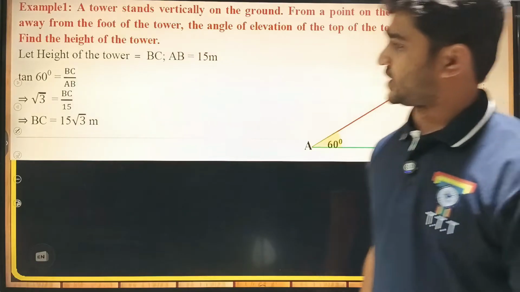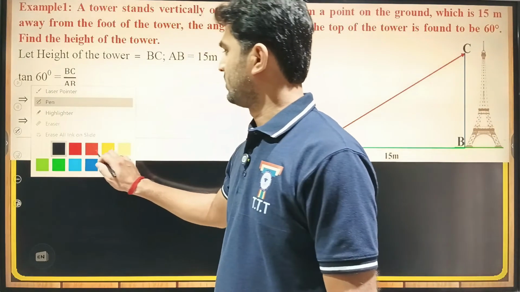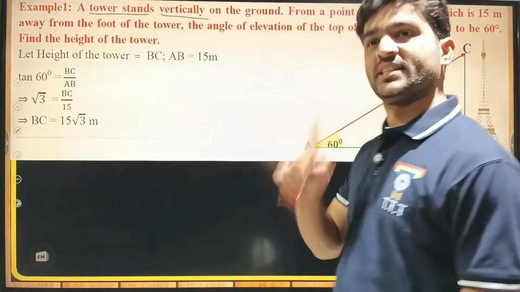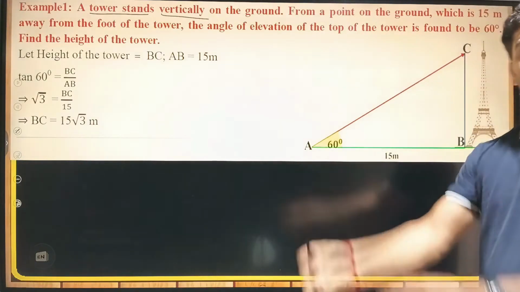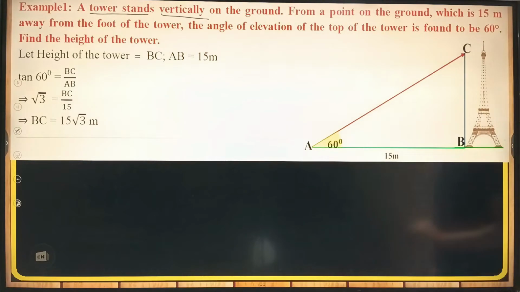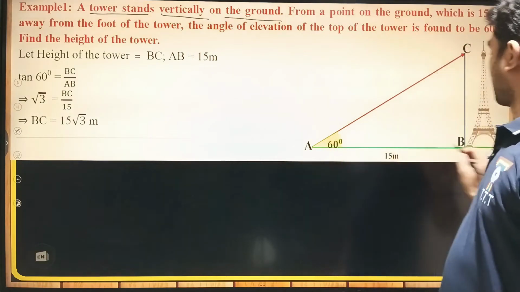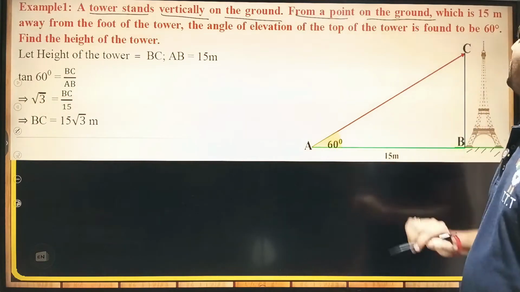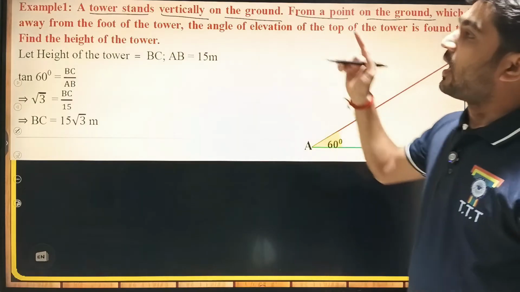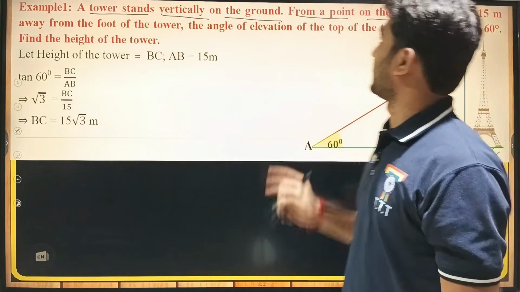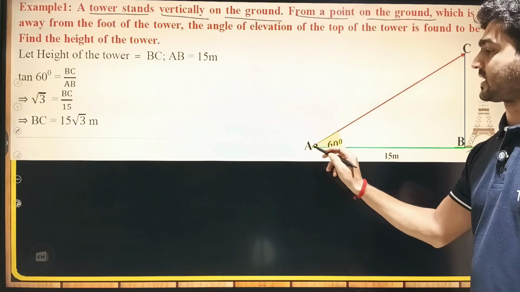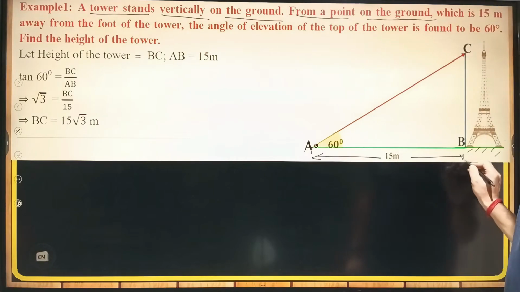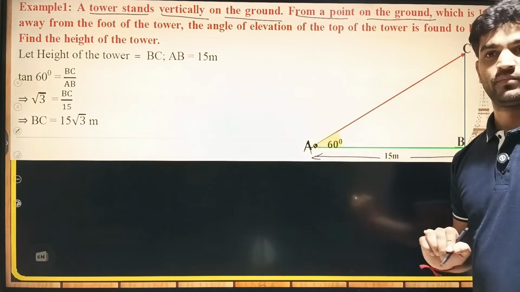Example 1 in the textbook. Can you read this statement? A tower stands vertically on the ground. A tower means a building or something with height. From a point on the ground which is 15 meters away from the foot of the tower, let's call this point A, which is 15 meters away from the foot of the tower.